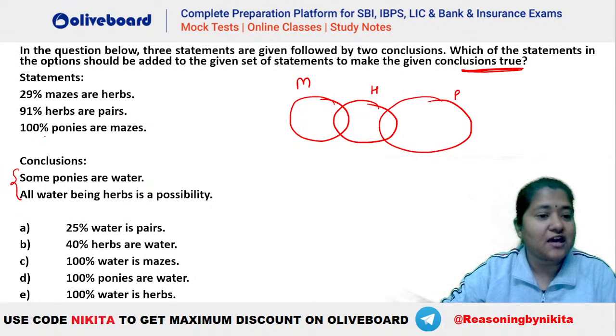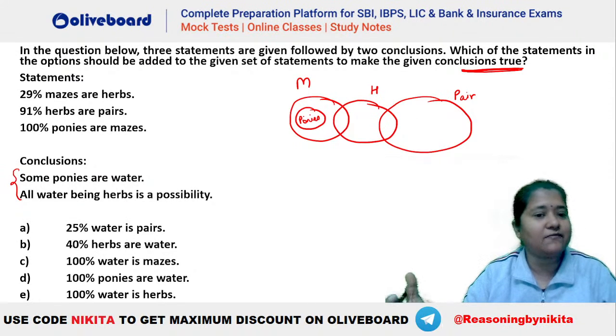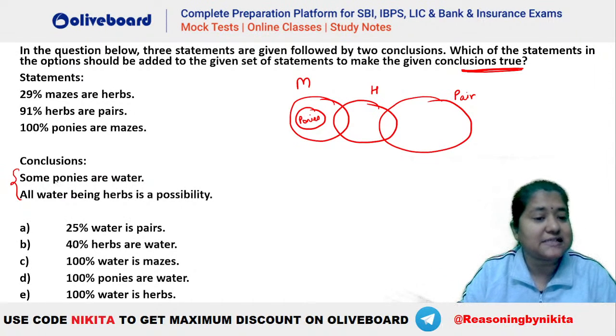Okay. Then we have 100% ponies are mazes. Okay, this is your pear. Okay, so 100% ponies are mazes. That means all ponies are mazes, right? So this is the diagram here. Okay, this kind of a diagram we will be getting here. Now you can see the question is some ponies are water and all water being herb is a possibility. So that has to be there.